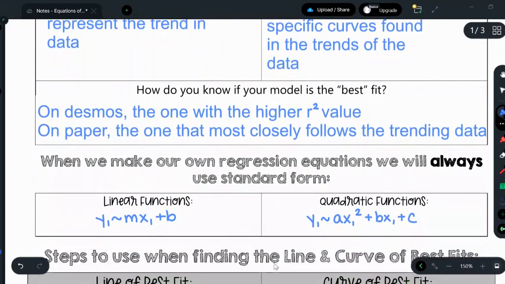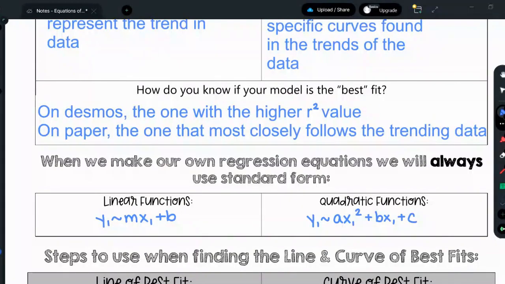When we make our own regression equations, we will always use standard form. For linear functions, that's going to be y subscript 1 approximately m times x subscript 1 plus b. And then for quadratic functions, that's going to be y subscript 1 approximately a x subscript 1 squared plus b x subscript 1 plus c. Yes, we will need those subscripts of 1. And yes, we will need the approximation symbol instead of the equal sign.